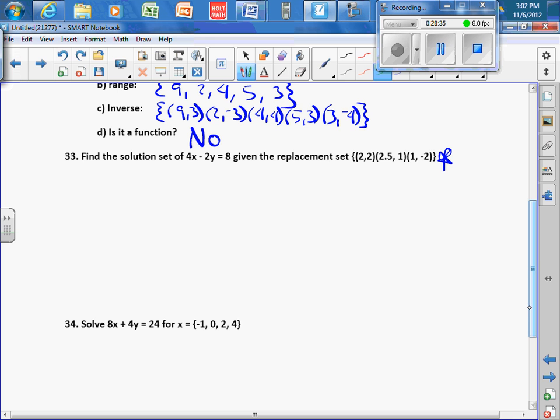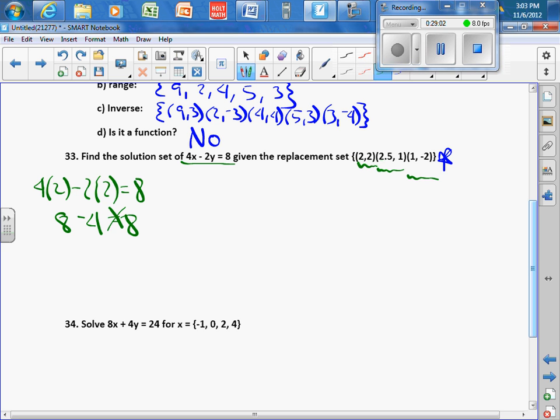Find the solution set of 4x minus 2y is equal to 8 given the replacement set of (2, 2), (2.5, 1), and (1, negative 2). In other words, class, we have 3 different problems here. We need to find which of these points satisfies this equation. It could be none of them, it could be all of them. So let's find out. We're going to take 4 times 2 minus 2 times 2. Does that equal 8? Well, 8 minus 4 does not equal 8, so the first point is out.